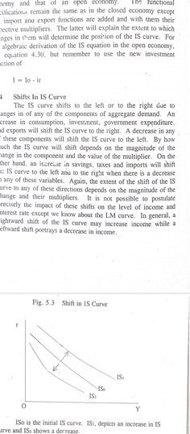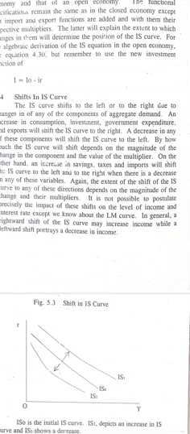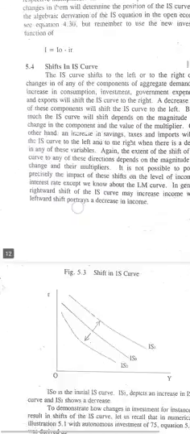You agree with me? While the leftward shift portrays a decrease in income. Note this, very critical. I will ask you questions. Why does the IS curve shift to the right or to the left? Explain with a diagram. Very simple. I'm sure you'll be able to know the reasons why this shifts.